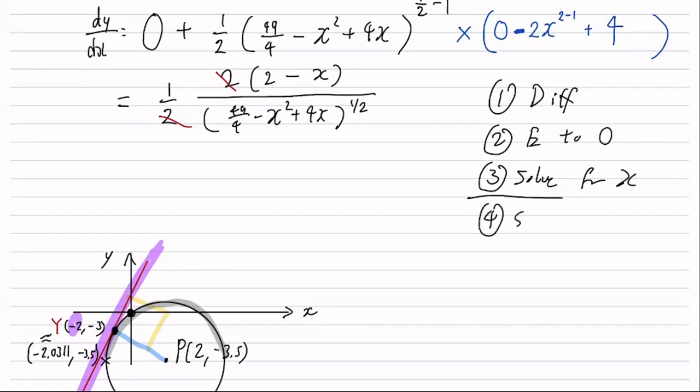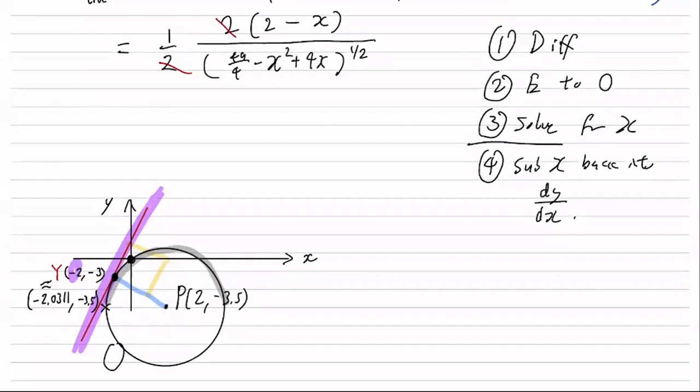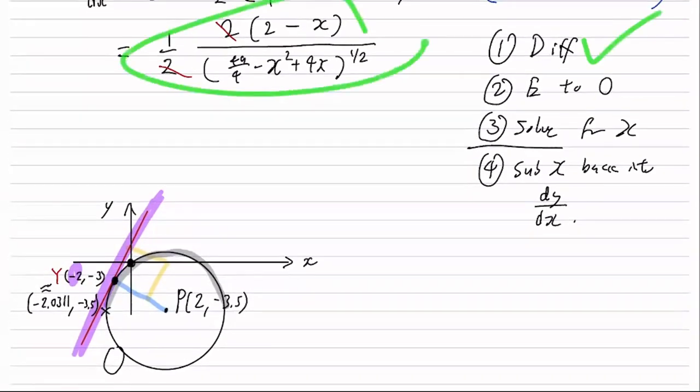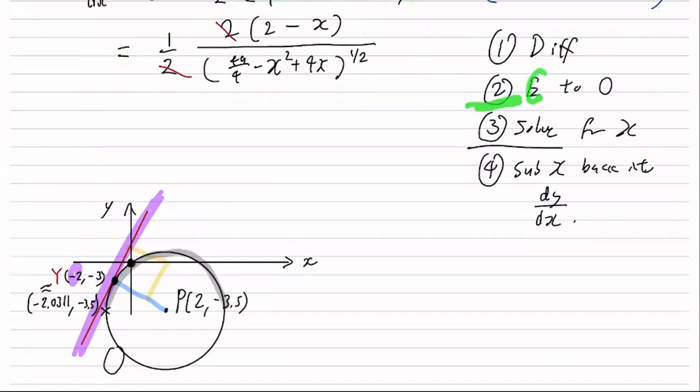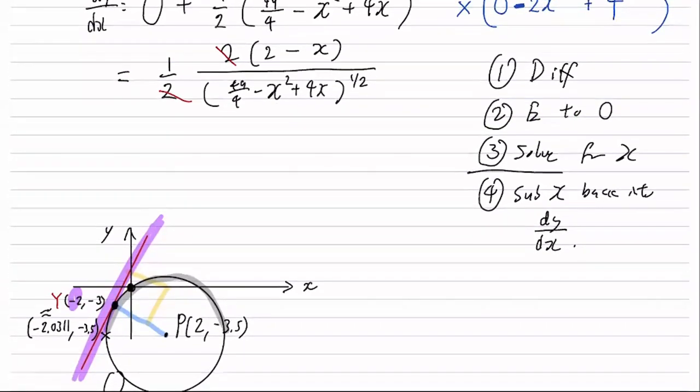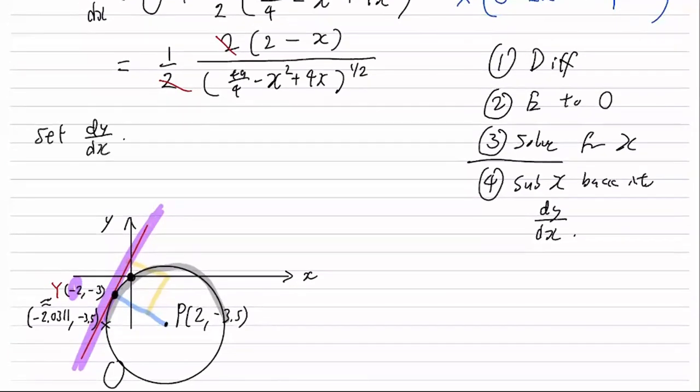Step 4, okay, maybe one more step. Sub x back into dy by dx, whatever that means. Let's just follow the procedure. We have finished step 1, differentiation, some long-winded procedure. Step 2, equate to 0. So what this means is we're going to set dy by dx equals to 0.